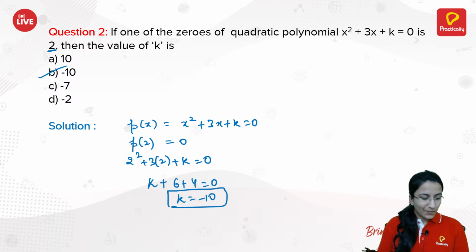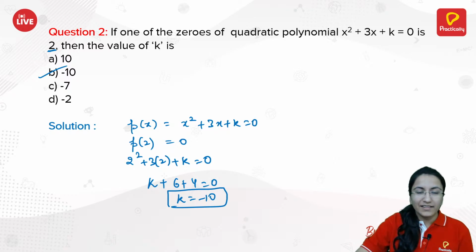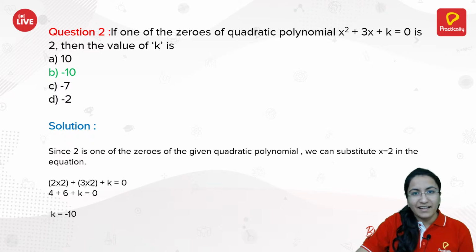That is B option. Yes. Just substitute with 2. You got the correct way to solve this out. That's great. Most of you have given the correct answer. Minus 10 is the correct answer.